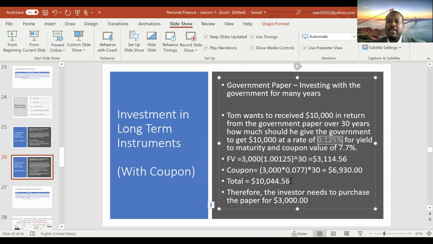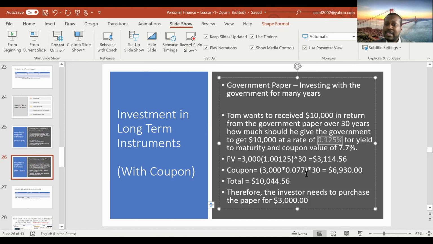All right, so basically the return on the investment would be this. So he would receive 10,000 in terms of return over that period, let's say 10,044.56, but you would need to make an investment of 3,000 in order to get that return. Altogether, his financial position would be 13,000, his wealth at that particular period. Okay, and that's a healthy return.